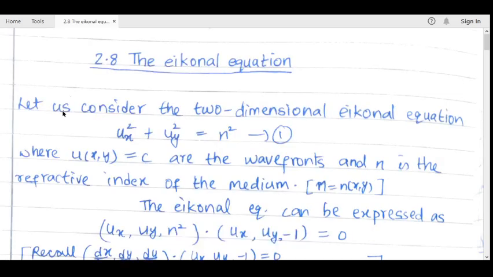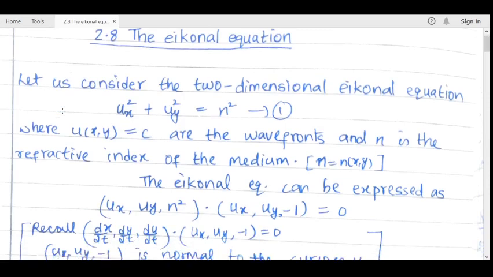Hello everyone. So now we will move on to section 2.8, and here we will study a particular type of equation called the Eikonal equation. This is a nonlinear equation. We will see how to solve this equation.